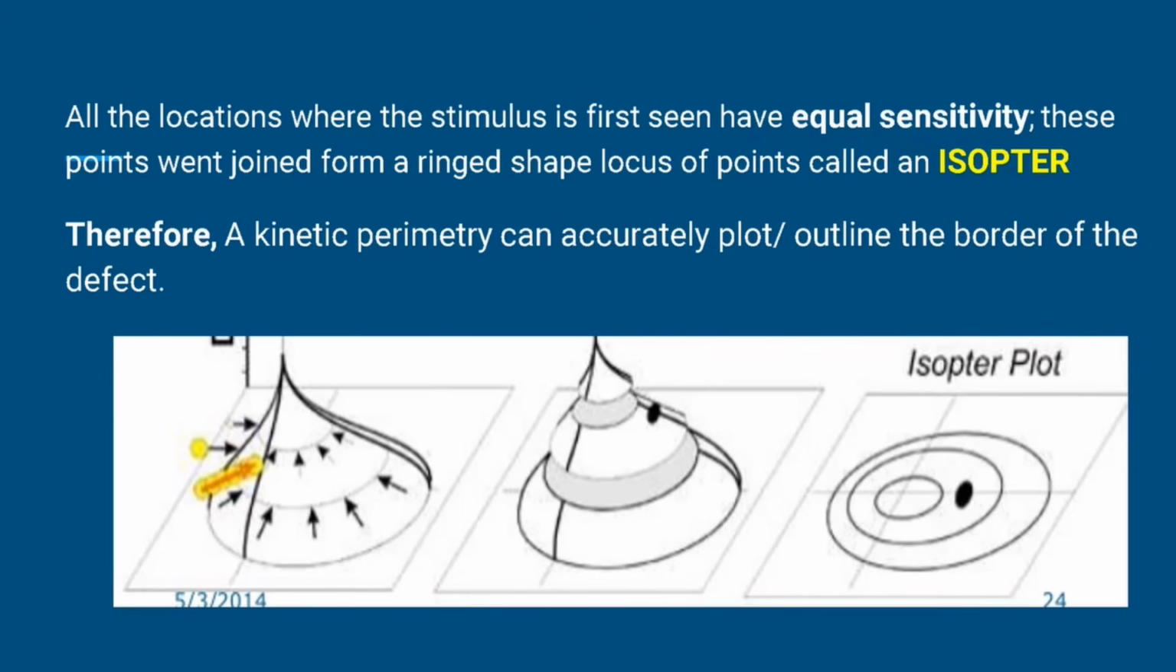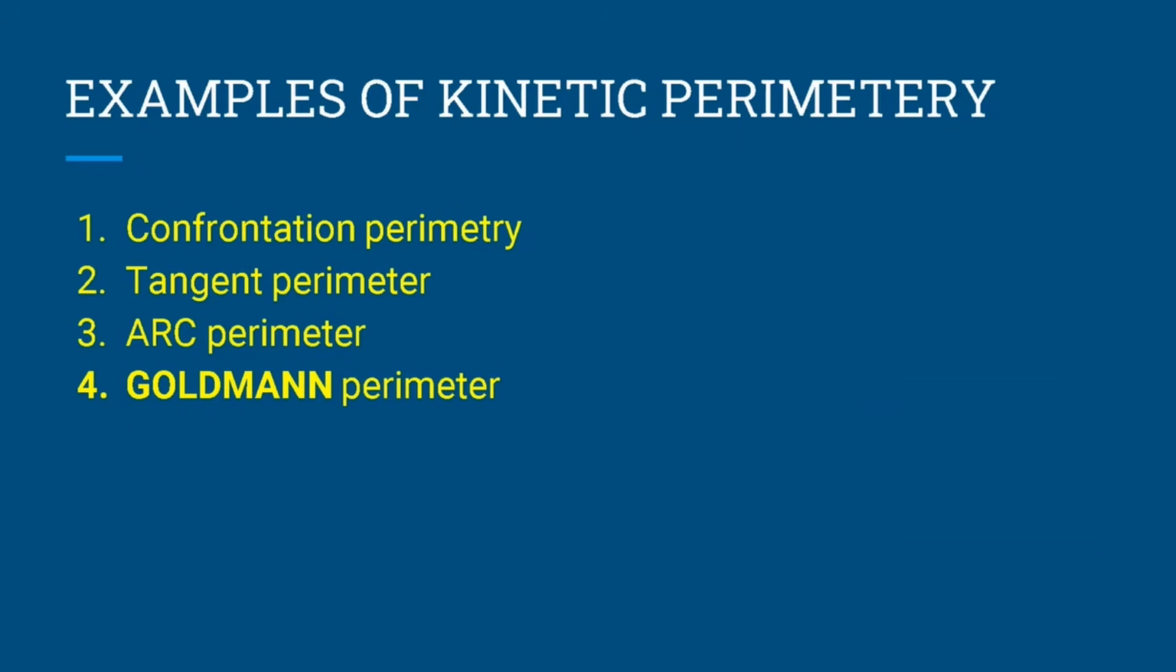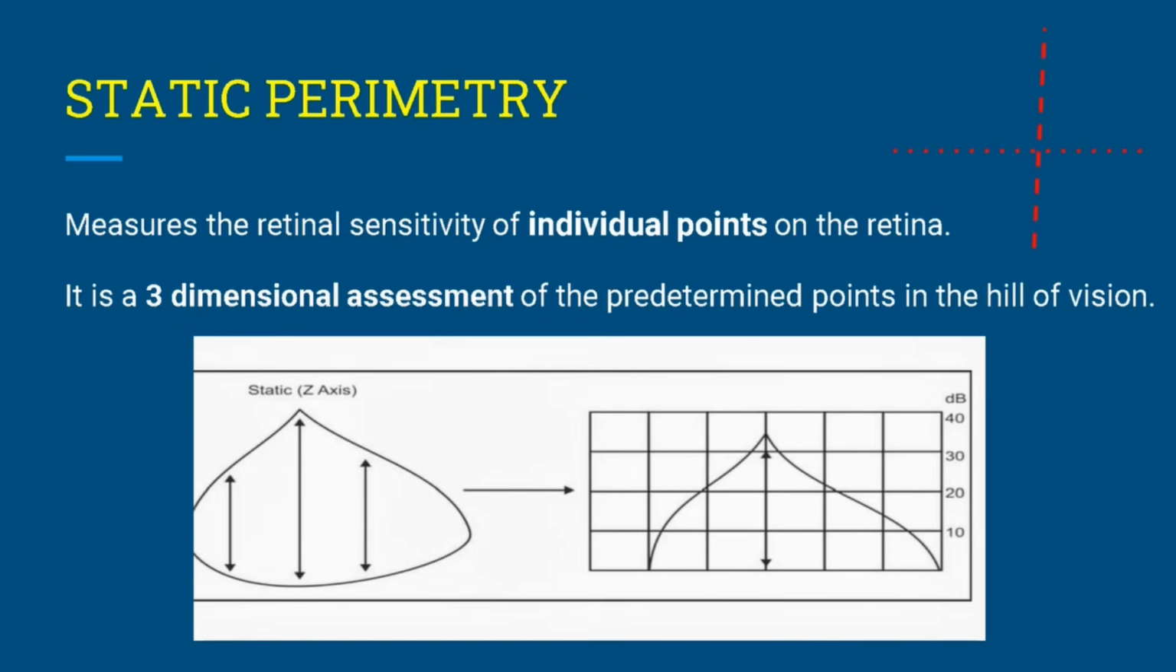All the locations where the stimulus is first seen have equal sensitivities, and when we join all these points, we get an isopter. Therefore, kinetic perimetry can accurately plot the border of the defect, but it does not give information about the depth of the defect. In this, we have the confrontation perimetry, tangent perimetry, ARC, and Goldmann perimetry.